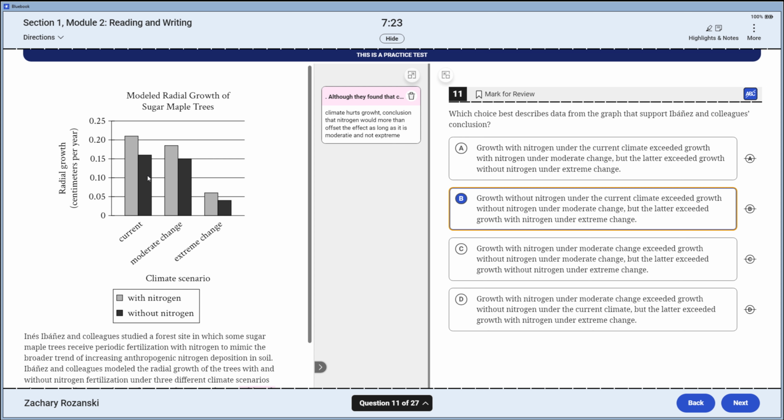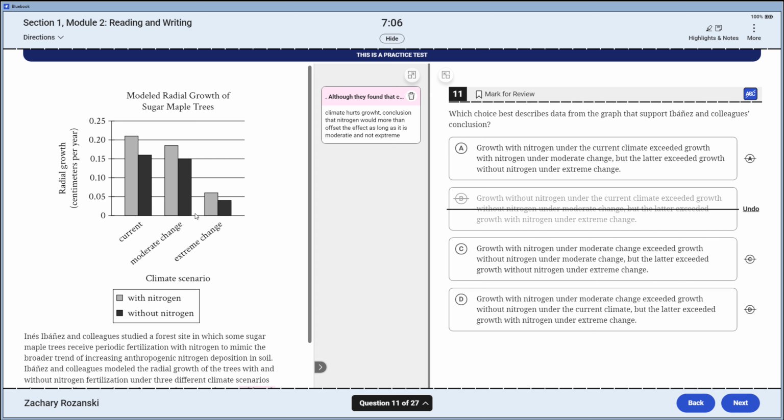Growth without nitrogen under the current climate exceeded growth without nitrogen under moderate change, but the latter exceeded growth with nitrogen under extreme change. That's not going to prove it, right? They said that under extreme change things would change. The decrease from this to this doesn't prove anything.